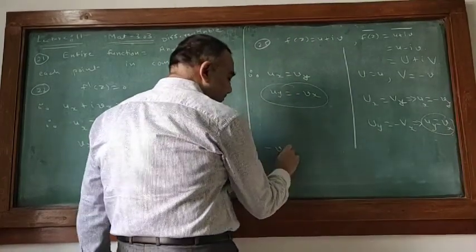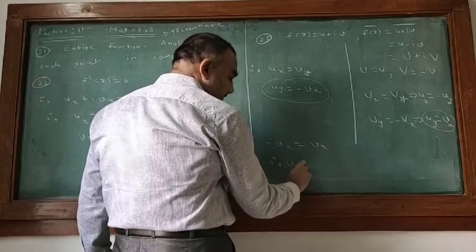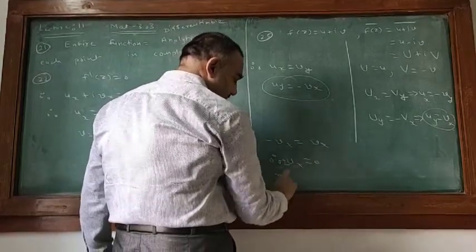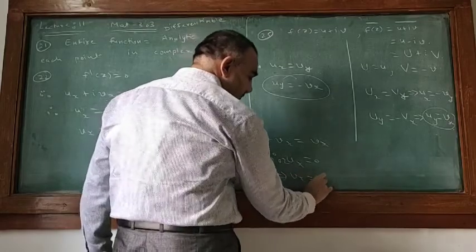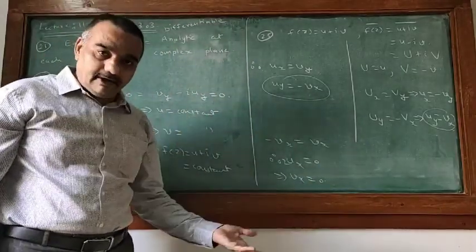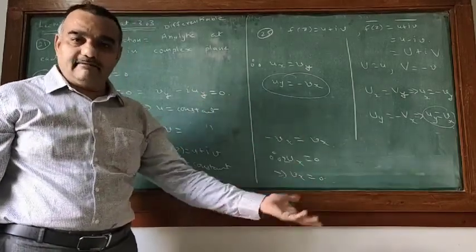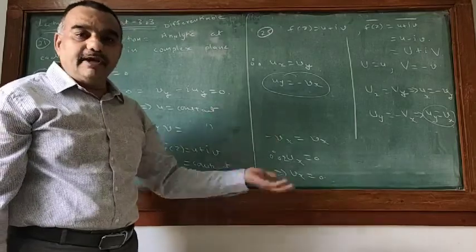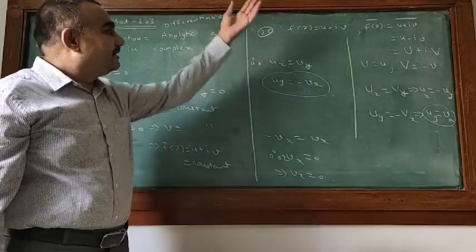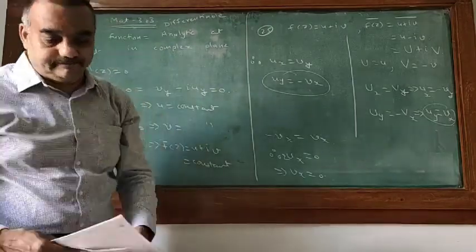That means minus vx equal to vx, and therefore 2vx equal to 0, so vx equal to 0. Similarly, vy equal to 0. That means that u and v both are constant, and therefore f(z) is constant. That we wanted to prove.